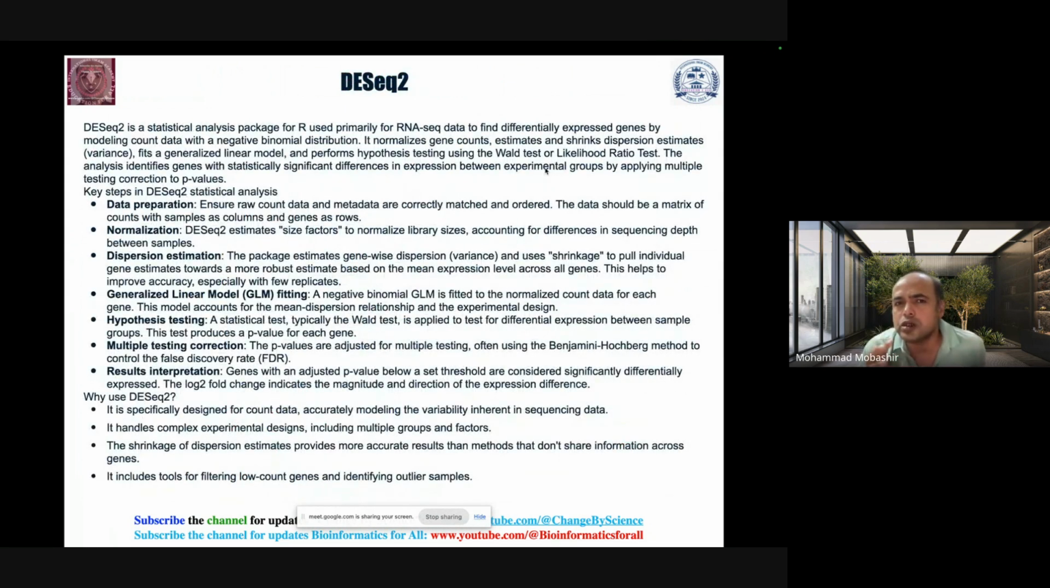Now, the most common software used for the differentially expressed genes analysis is DESeq2. You need to understand the major steps: data preparation, normalization, dispersion estimation, generalized linear model or GLM fitting, then hypothesis testing, multiple testing correction, that is FDR, then results interpretation. Why are people using it? Because it is easy to use and it has been specifically designed for count data or NGS samples. So it handles complex experimental designs. These are some things which every software developer writes. So you need to understand that it has been basically designed for NGS data.